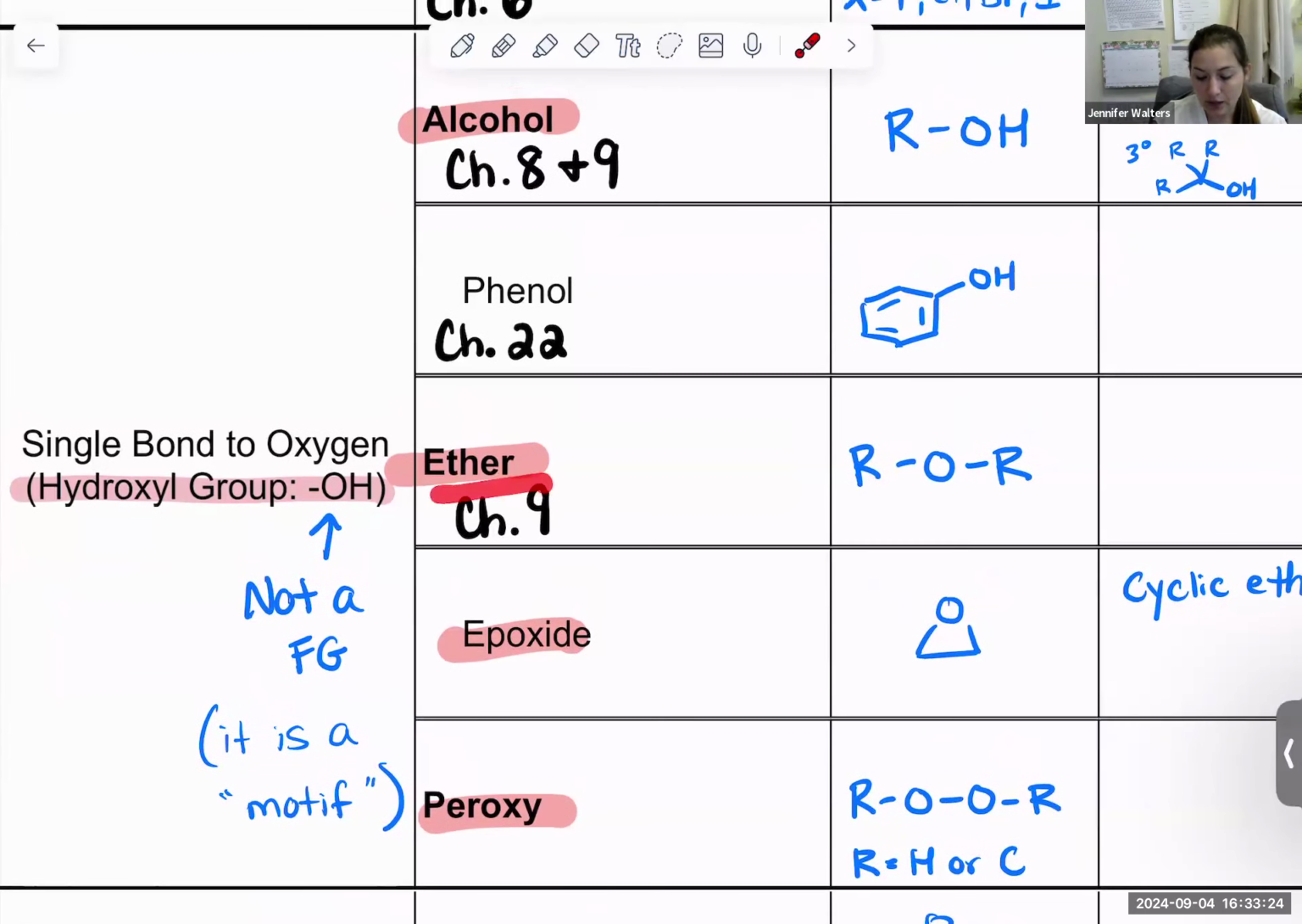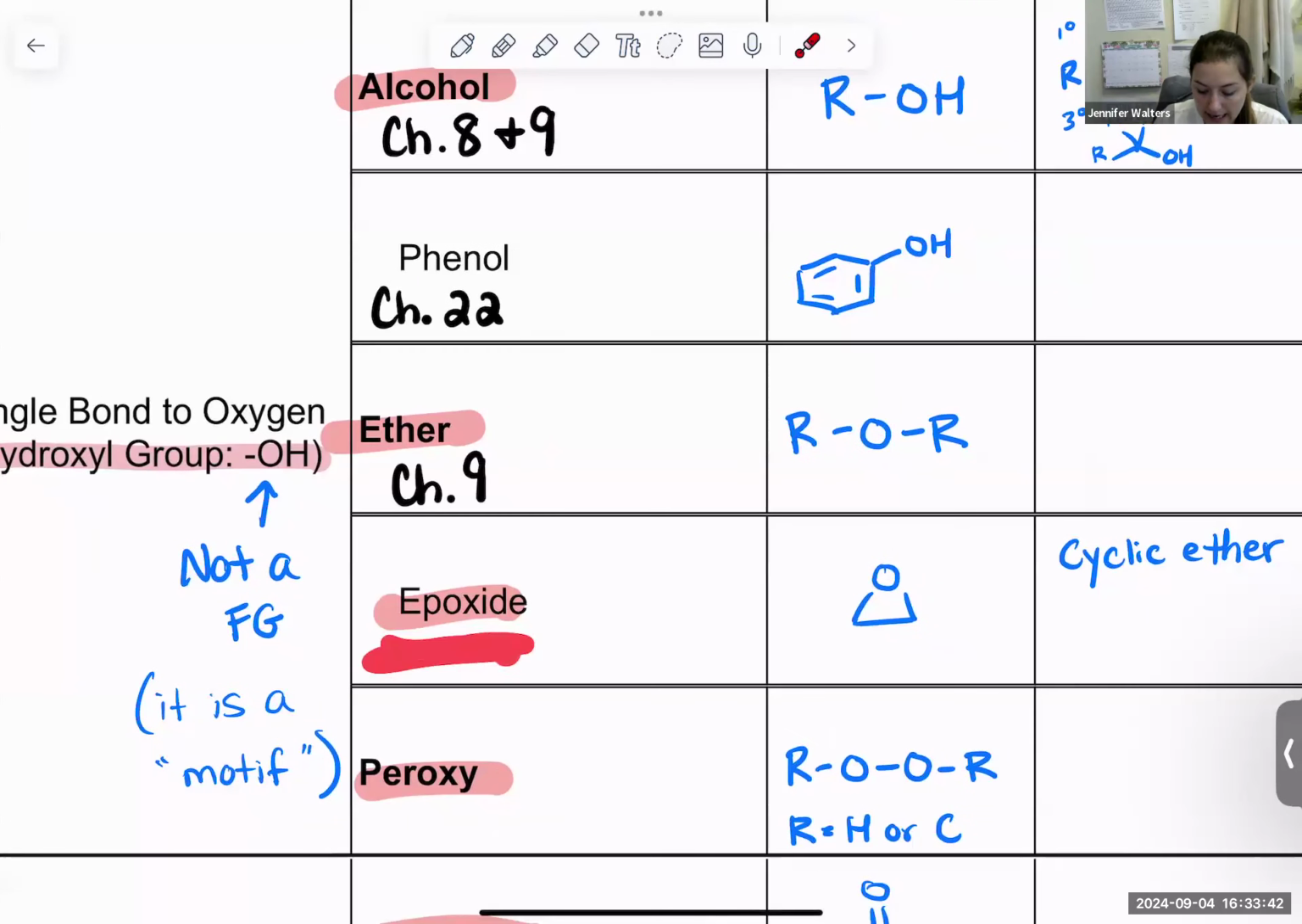Our ether is where you have a carbon on either side of our oxygen. So you have carbon, single bond oxygen, single bond carbon. That makes you an ether.